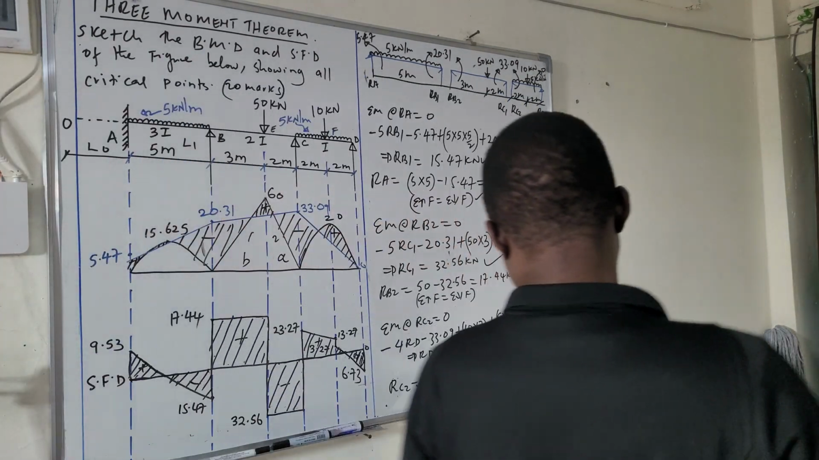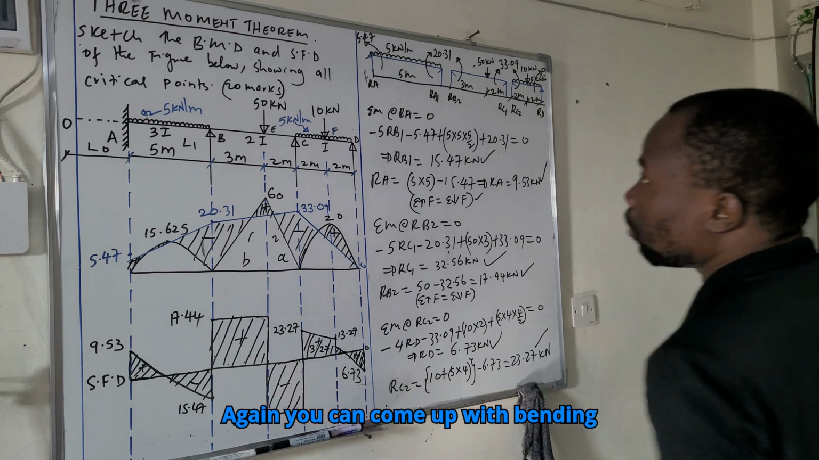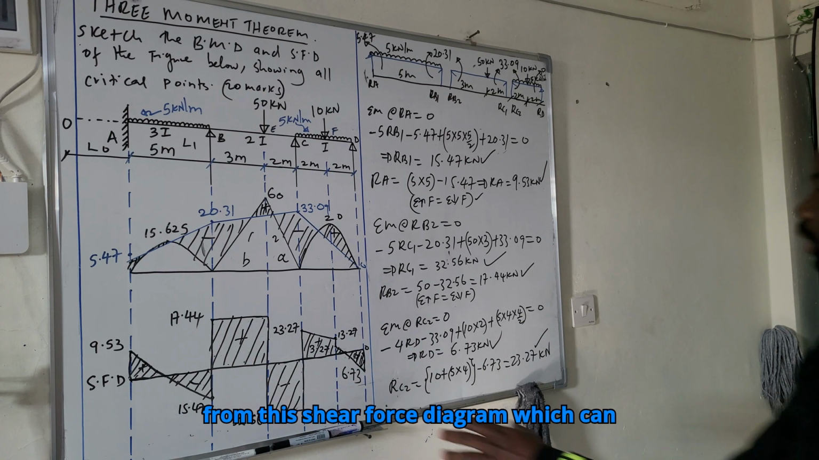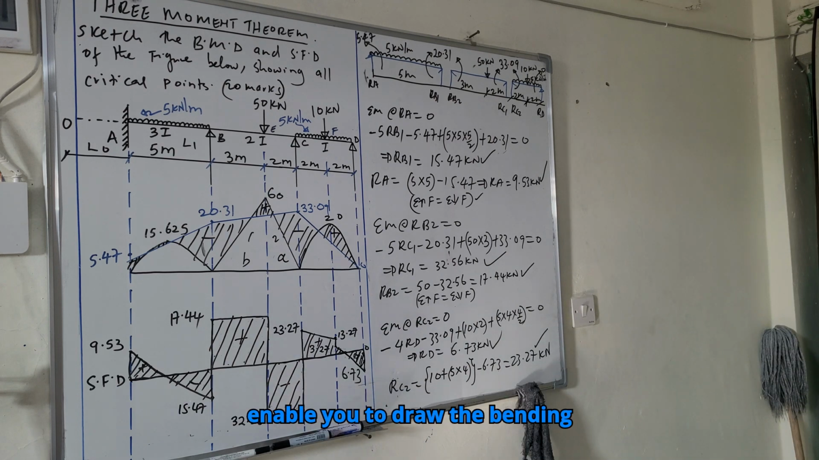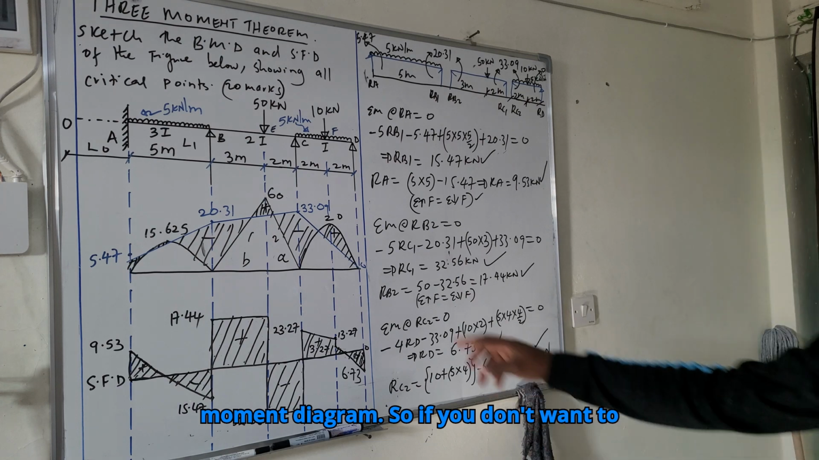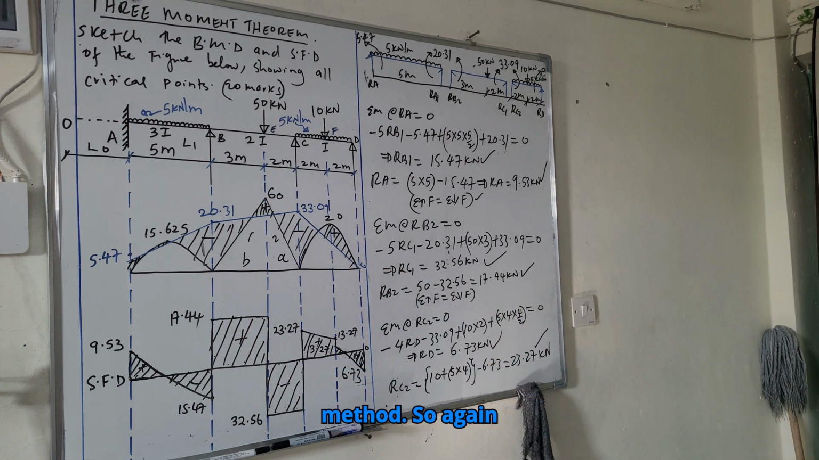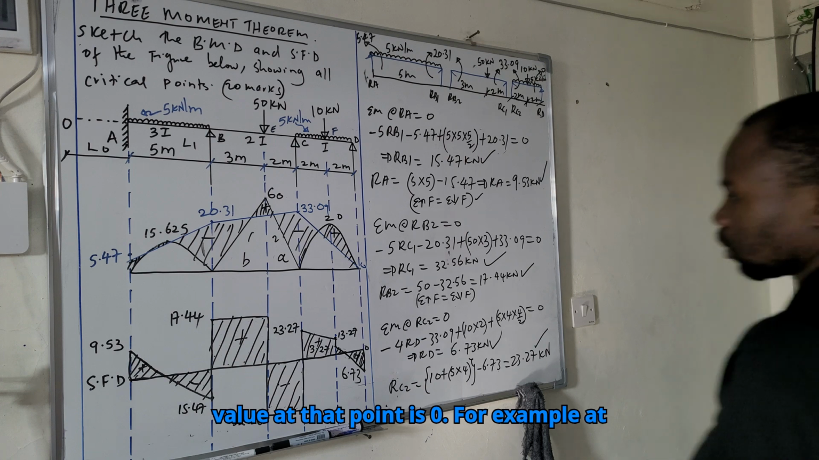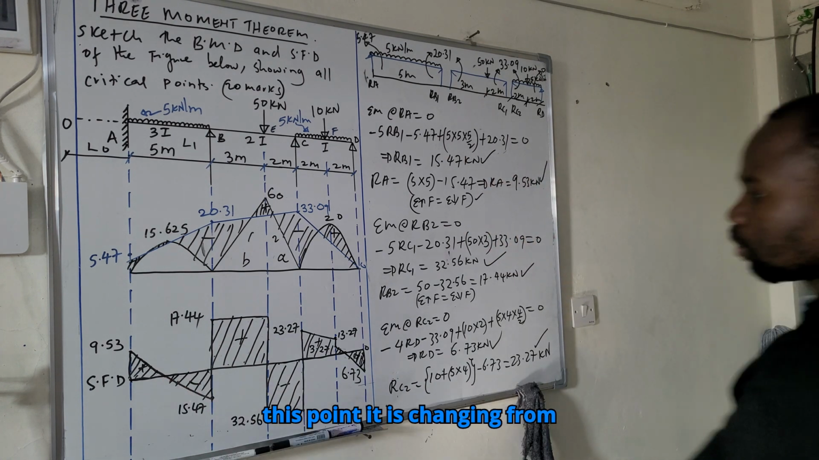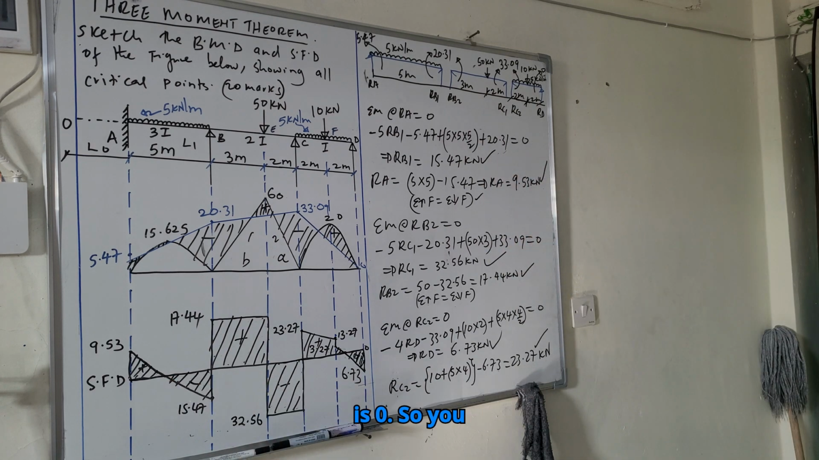So that is the shear force diagram. Again, you can come up with bending moment values from this shear force diagram, which can enable you to draw the bending moment diagram. If you don't want to use one method, you can use this method. From this shear force diagram, you can calculate the maximum bending moment. The maximum bending moment occurs where the shear force changes sign from positive to negative, and the shear force value at that point is 0. For example, at this point, it is changing from positive to negative, and the shear force is 0. So you can calculate the maximum bending moment.